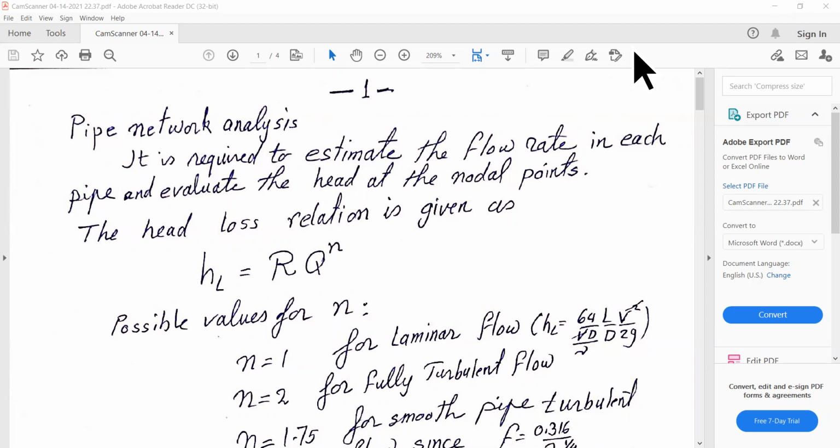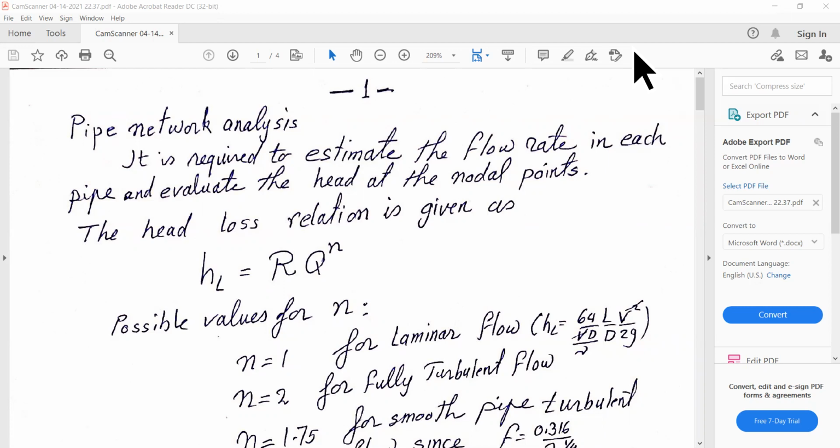Possible values of N, for example: N equals 1 for laminar flow, since H losses equal f L over D times V squared over 2g, and f has V in the denominator, so H losses will be related to velocity to the power 1, i.e. the flow rate also to the power 1. That's for laminar flow. For fully turbulent flow or completely rough, N equals 2.